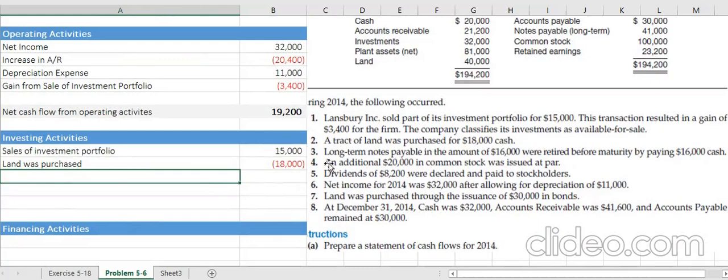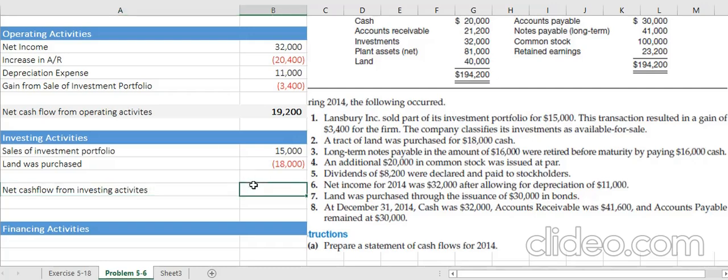The next information we have is long-term note payable. Long-term note payable is a non-current liability, so it is not related to investing activities. So that's it, we are done with our investing items. We can now very easily calculate our net cash flow from investing activities. And what will be our net cash flow from investing activities? Our net cash flow from investing activities is $3,000 actually.